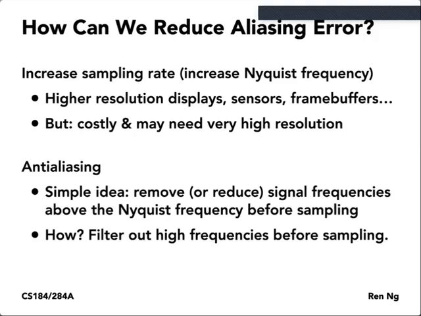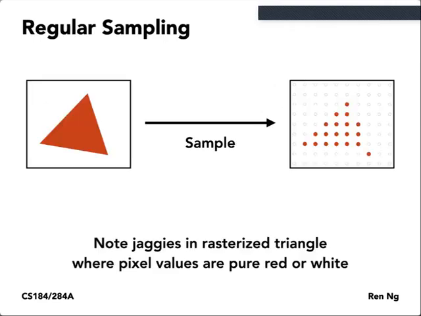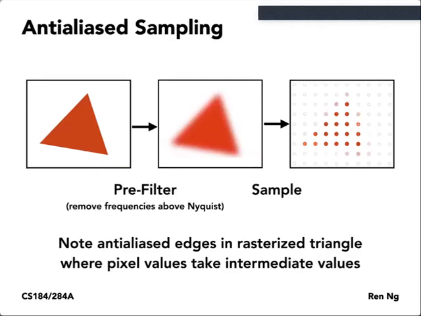The idea, again, is to remove signal frequencies above the Nyquist by this filtering process or this blurring process that we looked at before we sample. Okay, and again, for this rasterization case, we start with the triangle. Conceptually, we're going to blur it before we sample it, okay, in order to achieve an anti-aliased edge.